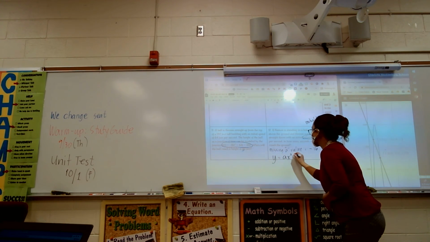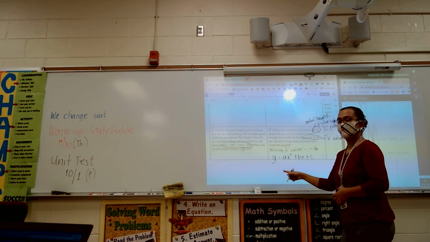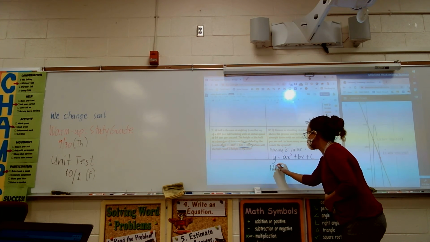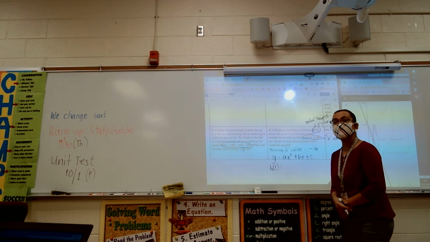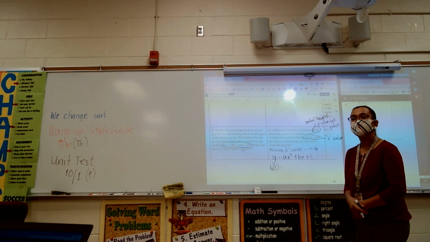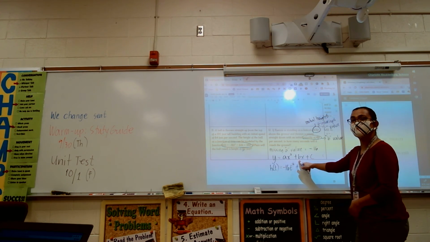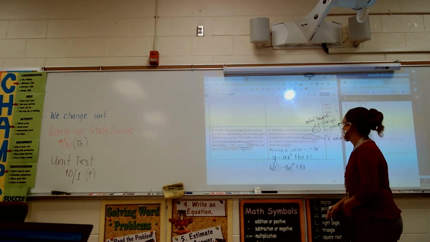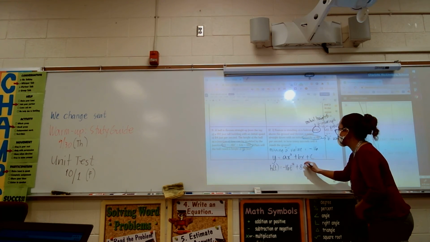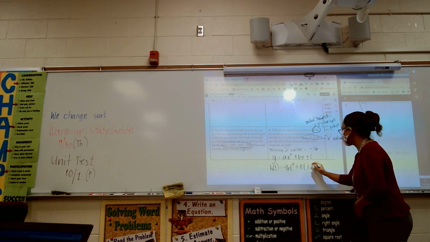Y equals ax squared plus bx plus c. We can now put them all together. So how would I do that? H of t, we're changing y to height times the time. What is our a? Negative 16, t squared. Plus B, what is your B? Velocity, 8 feet. And then your C, which is your initial height, would be 64.